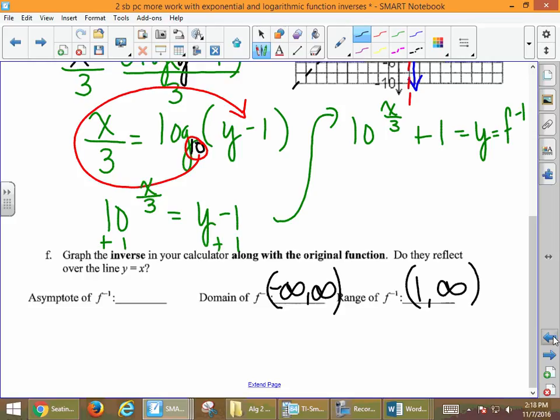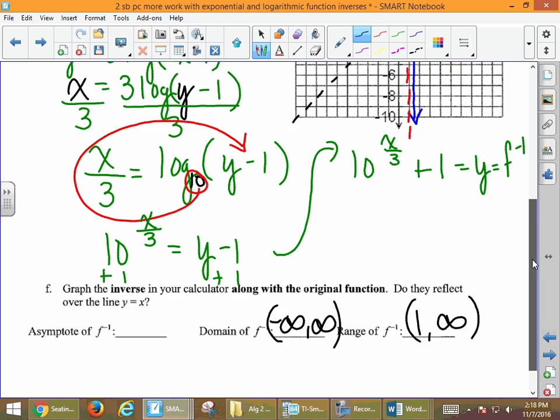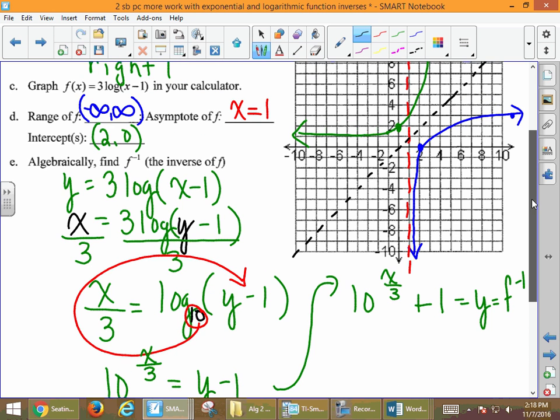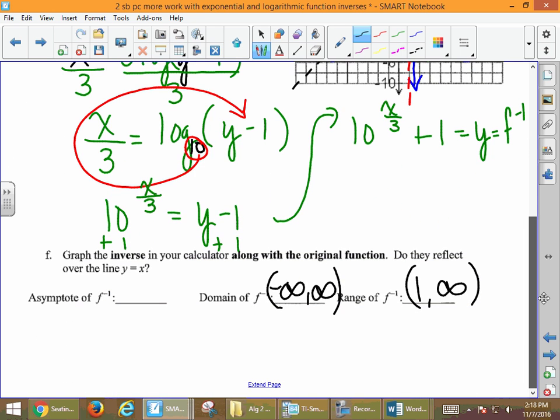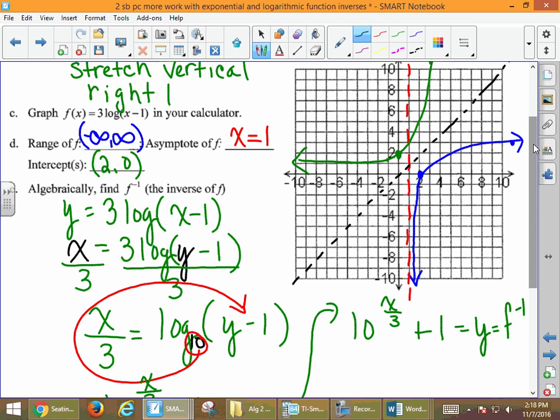Now our blue graph had an asymptote. It had a vertical asymptote at x equals 1. Do you think we have an asymptote in our green graph? What do you think it is? Y equals 1. Right along here. Horizontal.